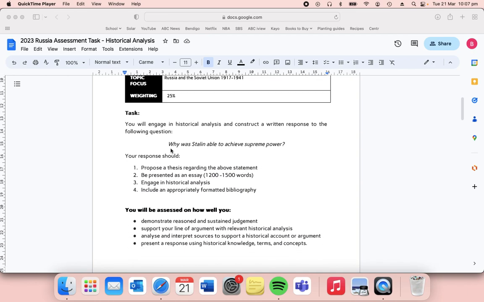So, as we discussed, you kind of knew what this question was going to be, but here's how I phrased it. You will engage in historical analysis and construct a written response to the following question. Why was Stalin able to achieve supreme power? Okay. Notice this isn't just how. Now, the how is a straightforward narrative. There's no real discussion beyond that. We know about the triumvirates and all of that kind of stuff. So don't get confused with just telling me how he came to power.